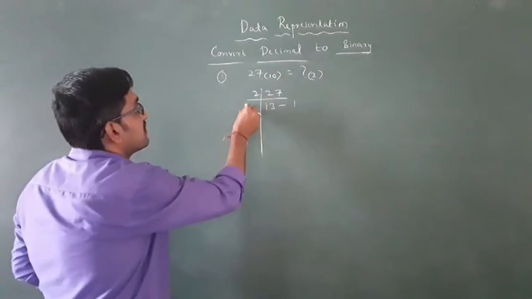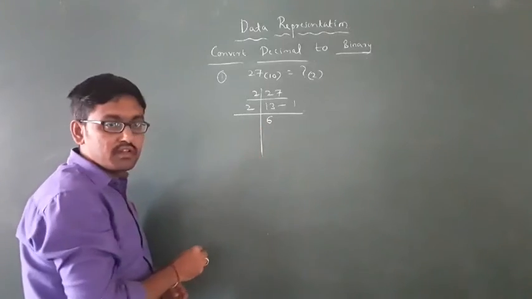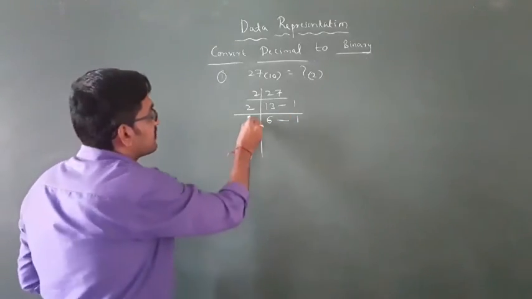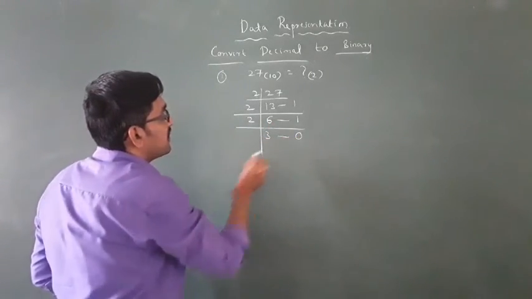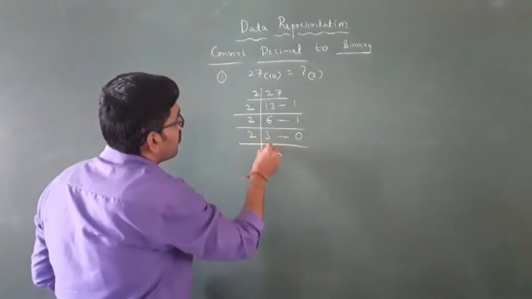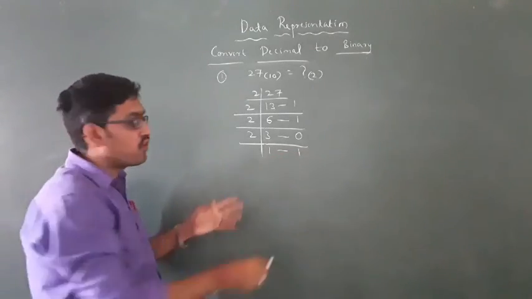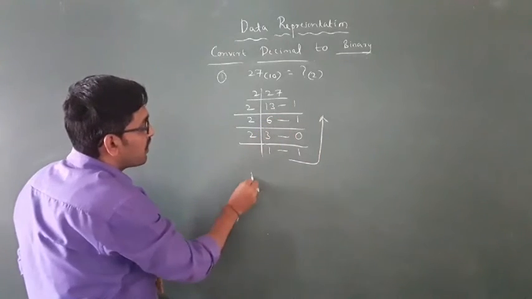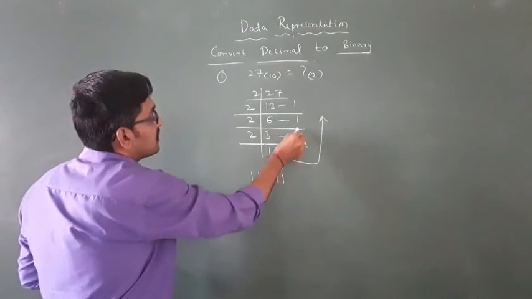The next one, then 2 6s are 12, and the remainder will be 1. The next, 2 3s are 6, the remainder will be 0. Then 2 1s are 2, the remainder will be 1. Then take this answer from bottom to top. What is the answer? 11011.